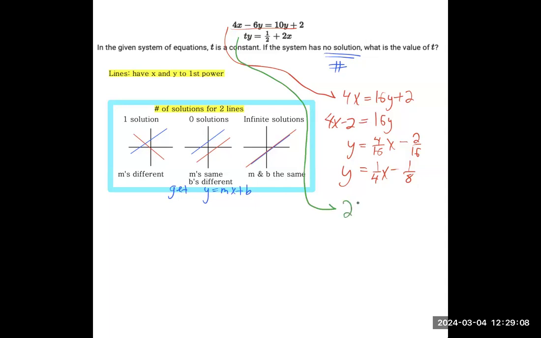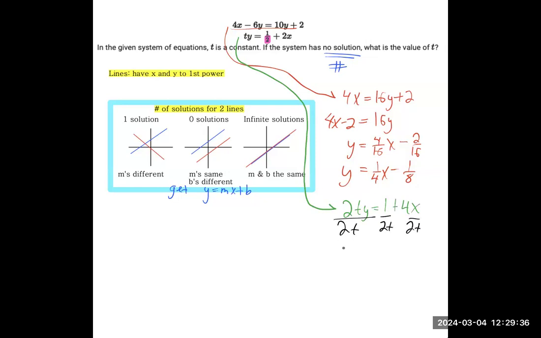That'll give you 2ty equals 1 plus 4x. So multiplying by 2 got rid of our denominator. Getting rid of fractions generally is a good thing. And now we need y by itself. So y is being multiplied by 2t. So we should divide by 2t all throughout.